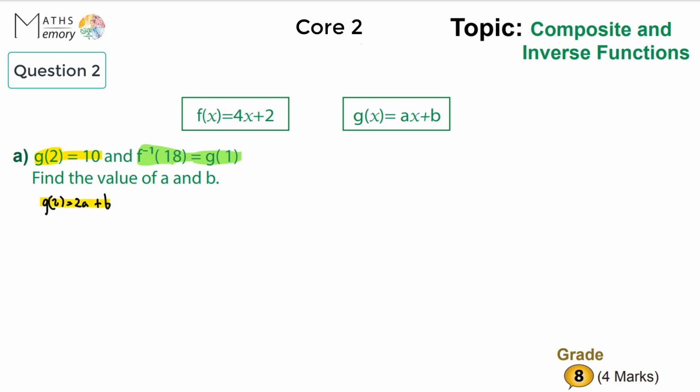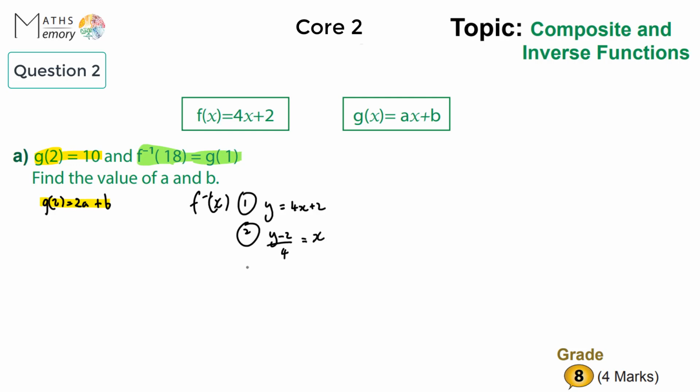Let's look at the green one now. So we have this inverse function of f and then 18. First of all, let's find the inverse function of f. The three steps. Step 1, we'll call this y. y equals 4x plus 2. Step 2, we'll make x the subject, so y minus 2 all over 4 will equal the value of x. Step 3, we simply replace x with y and y with x, swapping the variables. So x minus 2 all over 4 equals f inverse of x. So this is our inverse function.